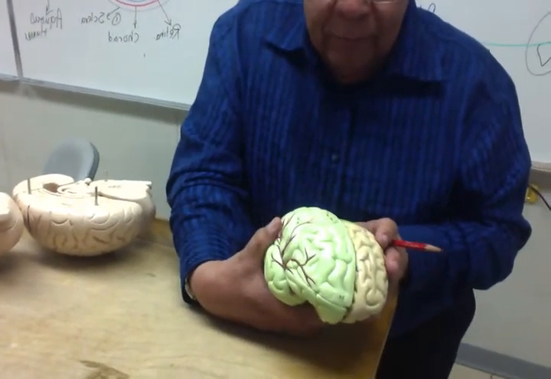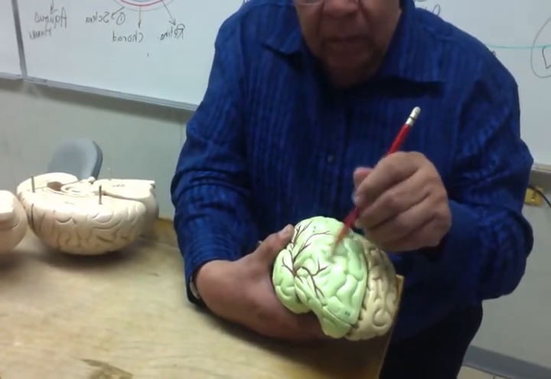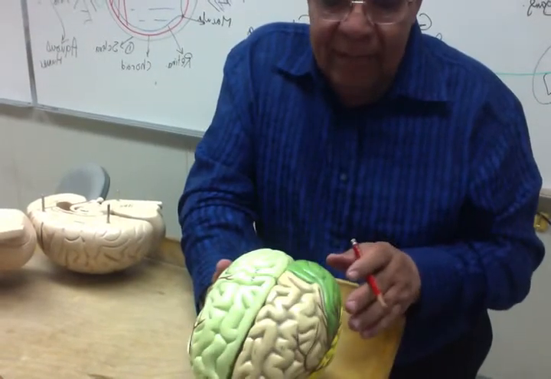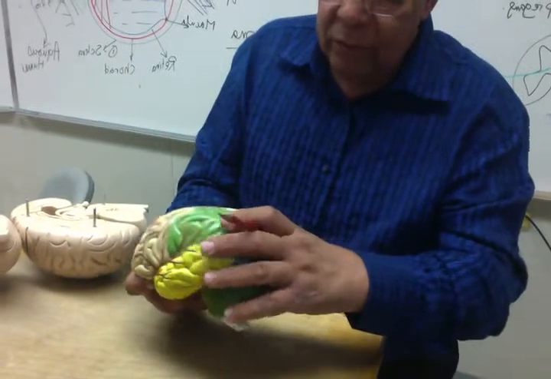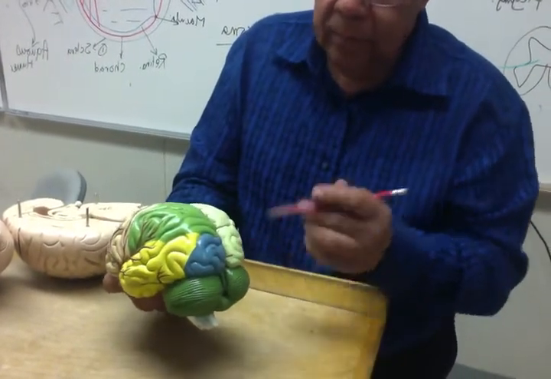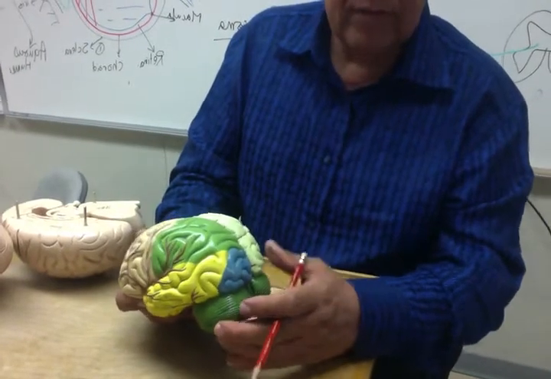We have an area for motor speech called Broca's area. It's this area for motor speech. We have an area for hearing in the temporal lobe. We have an area for vision in the occipital lobe. This is the cerebellum and the most posterior parts of the brain.